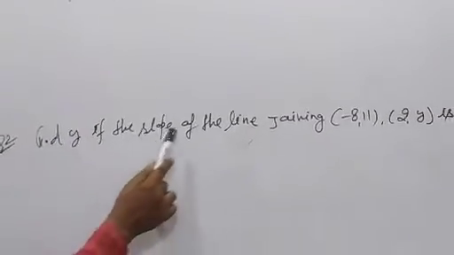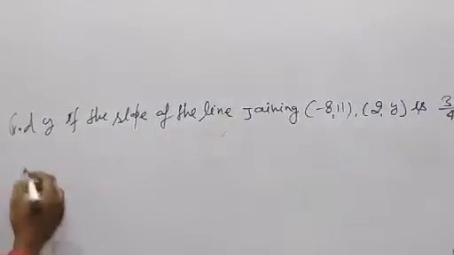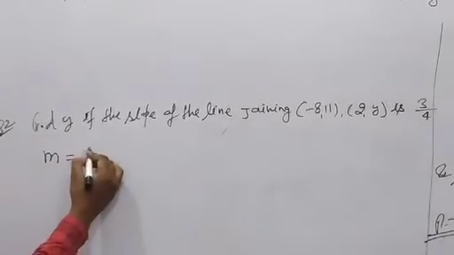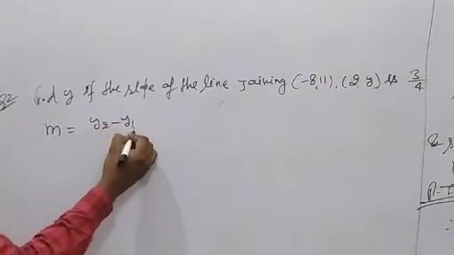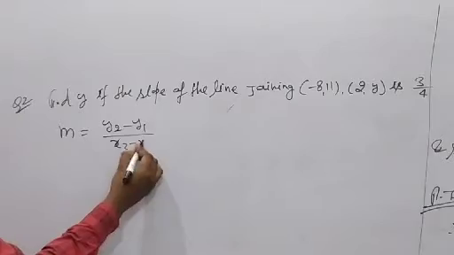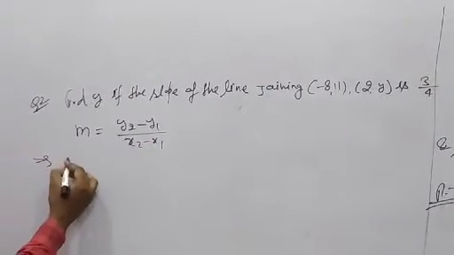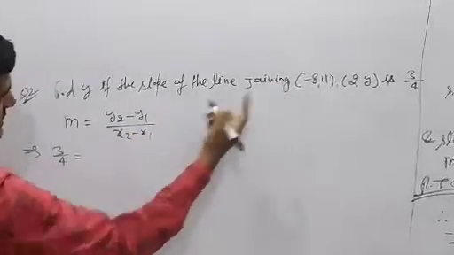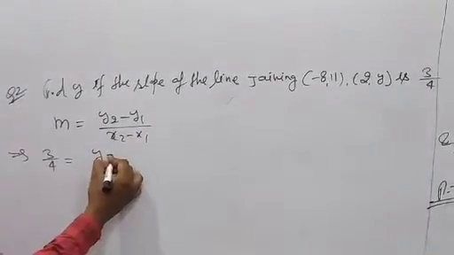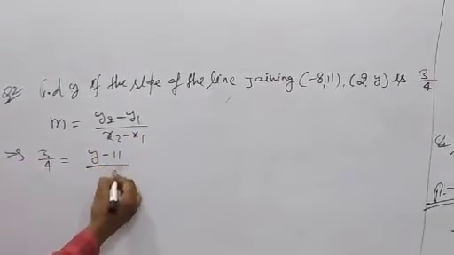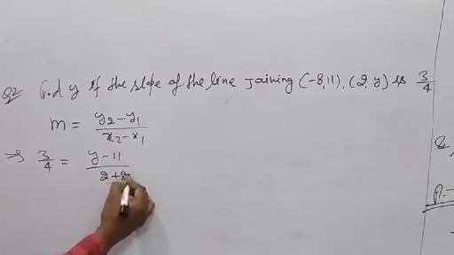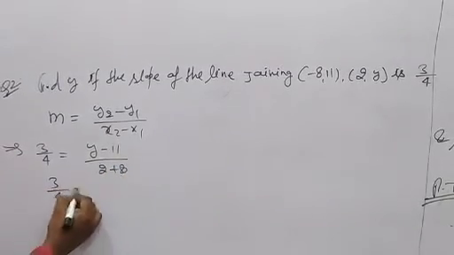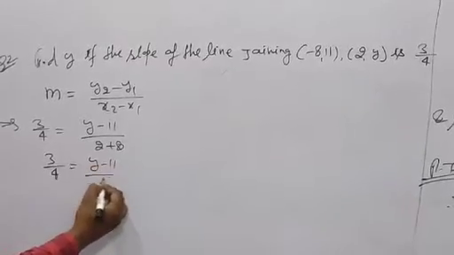Now here, find y if the slope of the line joining this is 3 by 4. Slope m is equal to what? y2 minus y1 upon x2 minus x1. Slope 3 by 4 is equal to, with x1 y1 and x2 y2, y2 means y minus 11 upon 2 plus 8.